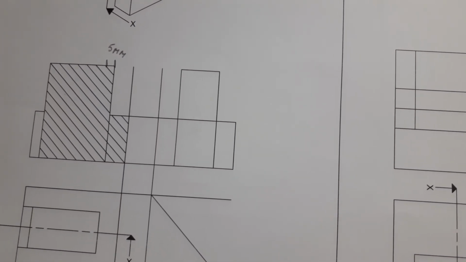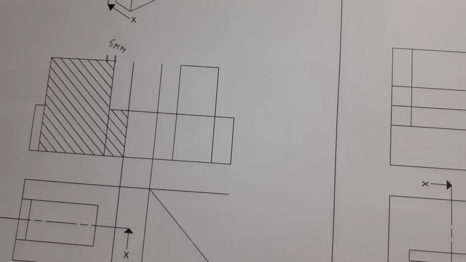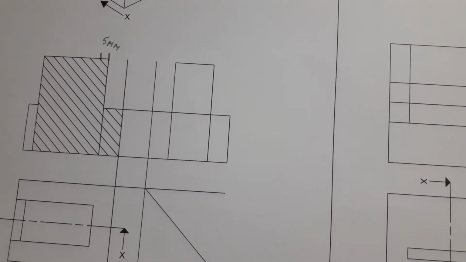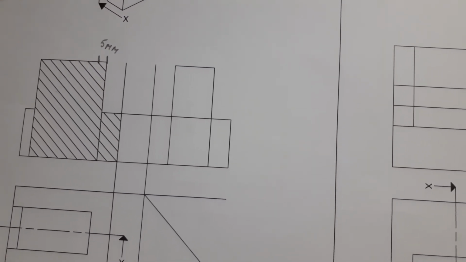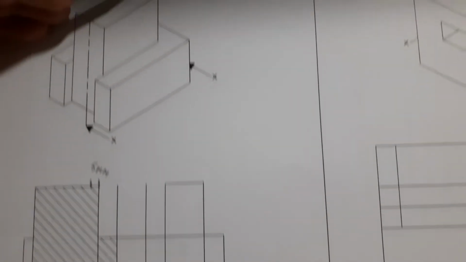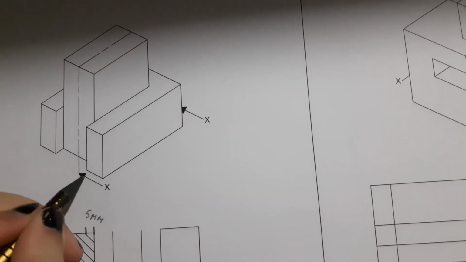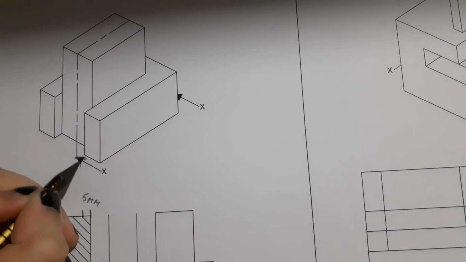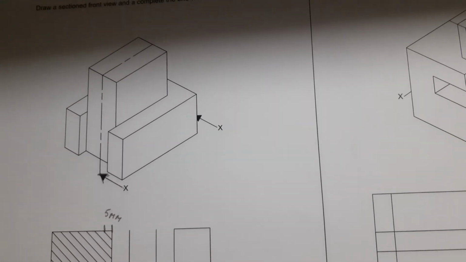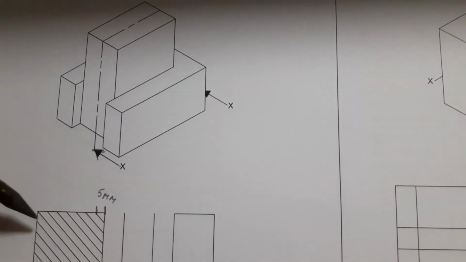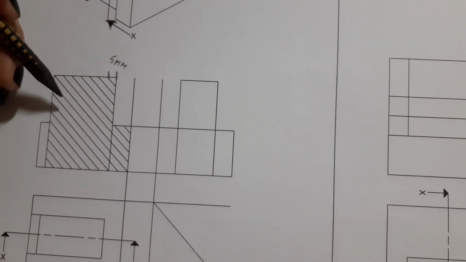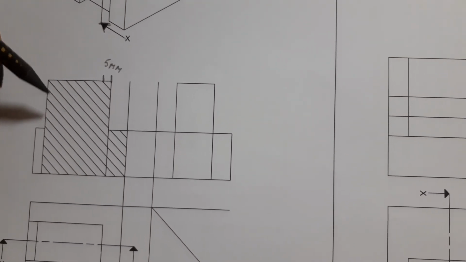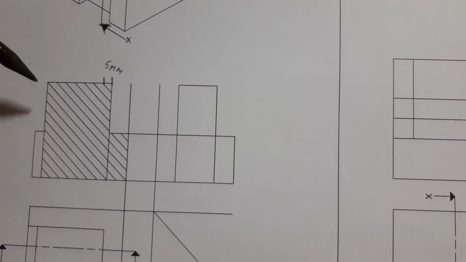So a sectioned view means a view which has part of it cut off, depending on where the line is and the arrows indicating the parts to be saved and cut off. And we have to add the 45-degree lines that are 5 millimeters apart.